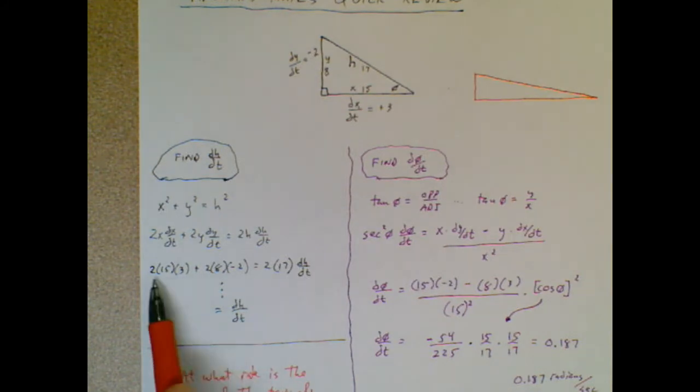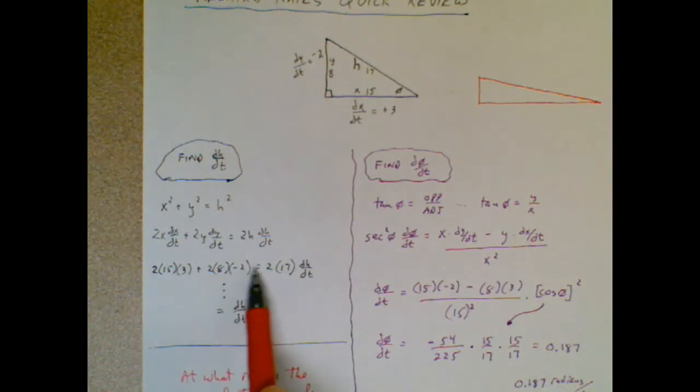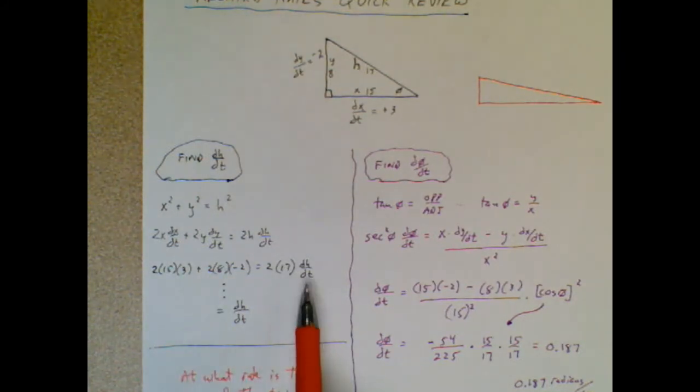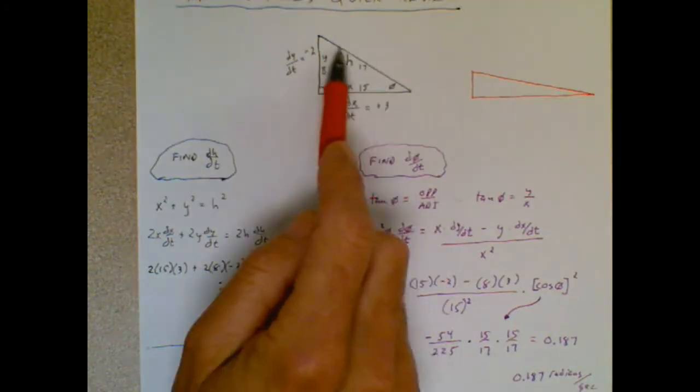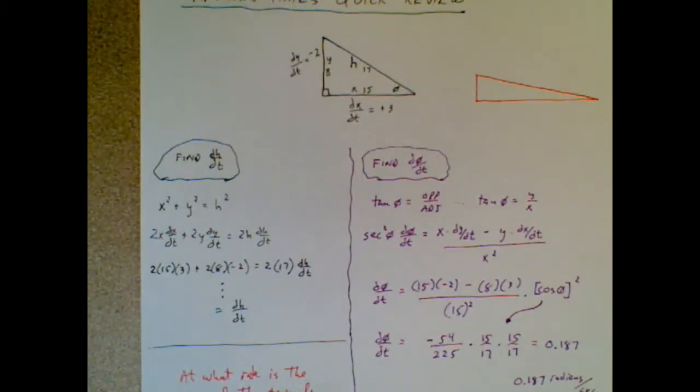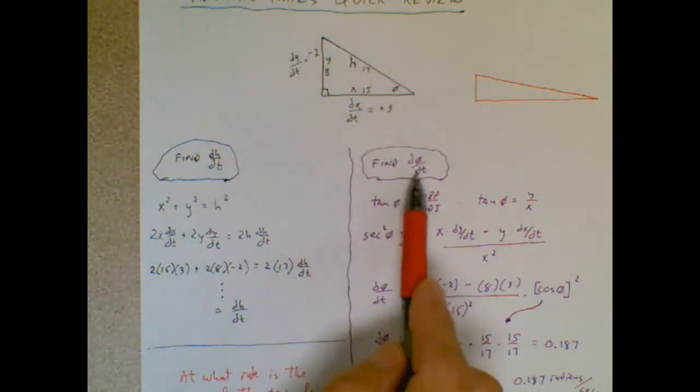Now, I'm not going to go through the steps because this is supposed to be a warp speed review, but you would need to do the math and then move this thing over here by division to get dh/dt. But you would then find the rate at which that hypotenuse is changing. All right, let's look at the next example, finding d theta/dt.